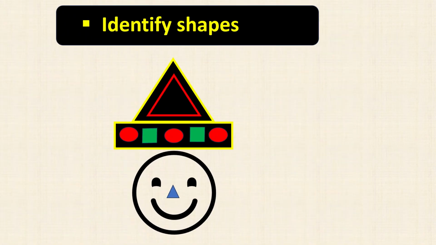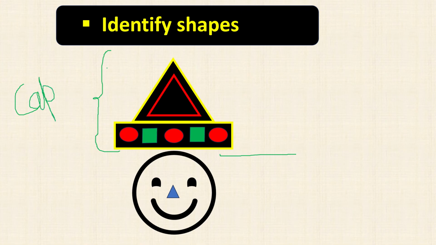Next is identifying a shape. How do we identify the shape? First of all, just look at the cap. From here, it's his cap. Just wait. It's his cap. I don't know what the highlighter will do with me. It's a cap.